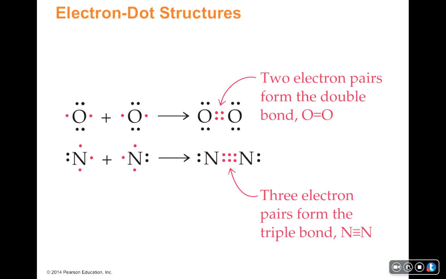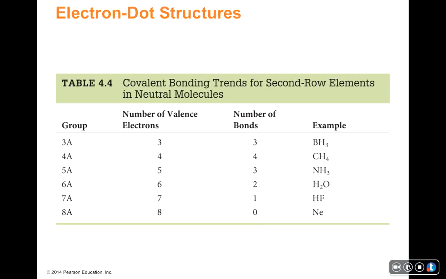Here are some other examples. Here's O2 and N2. The O2 has a double bond between the atoms, so there are two bonding pairs. Each of those could be represented by a line, and you can see there how we represent a double bond. The nitrogen has 3 electron pairs being shared between the atoms, and so that represents a triple bond.